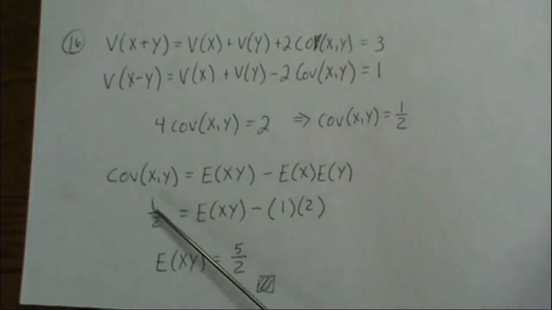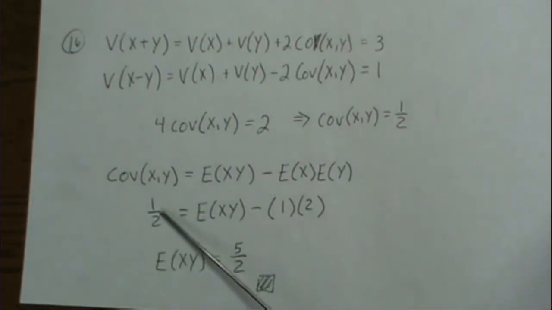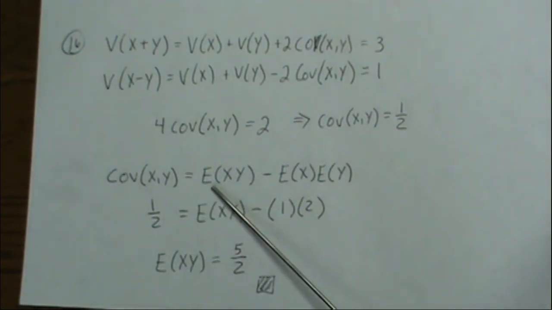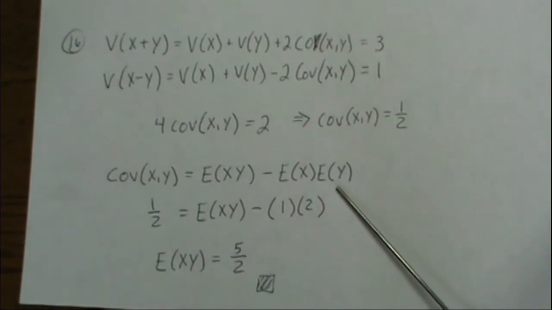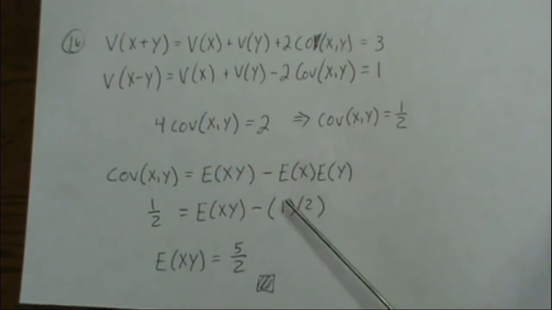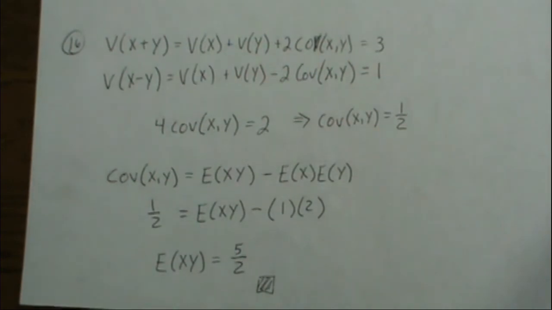So now the formula: the covariance of XY, we know it's 1/2, is equal to the expected value of X times Y minus the means, expected value of X and expected value of Y, which we're given as 1 and 2. The only piece that's unknown is this, so we can solve, and the expected value of X times Y is 5/2.